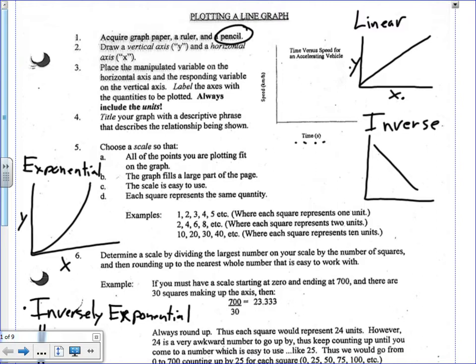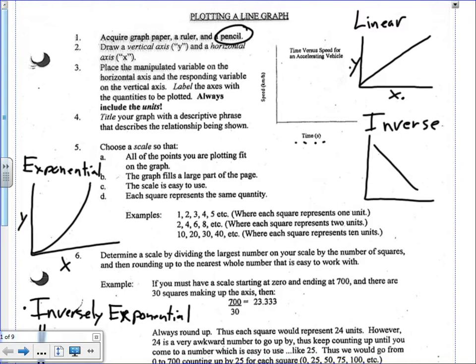Time pretty much always goes on the x-axis. Anytime time is a variable or a factor in your experiment, it's most likely the manipulated variable, unless you can make time run faster or slower. I don't think you can do that, so we're probably not going to be doing too many experiments where time is the responding variable, all right? Because usually time just runs of its own accord and we can't do much about it.